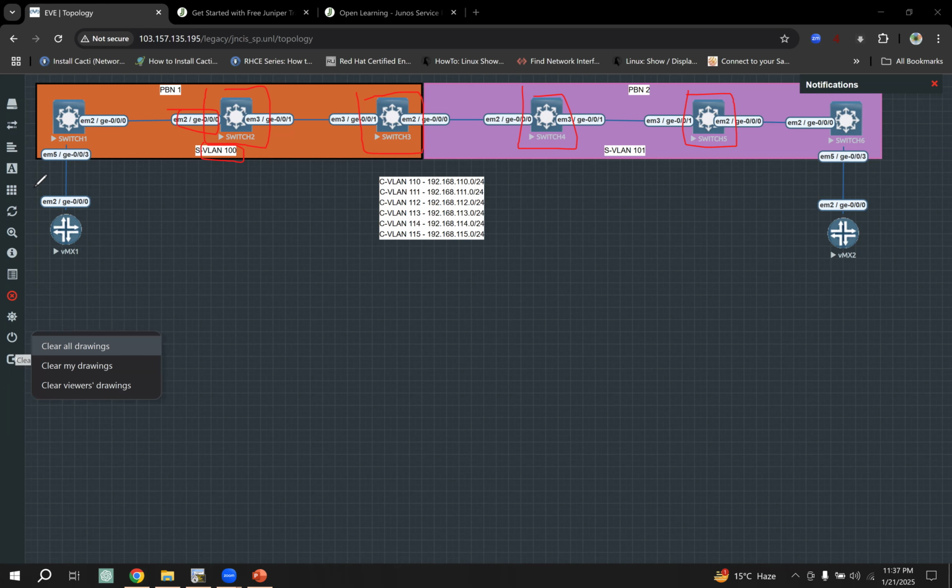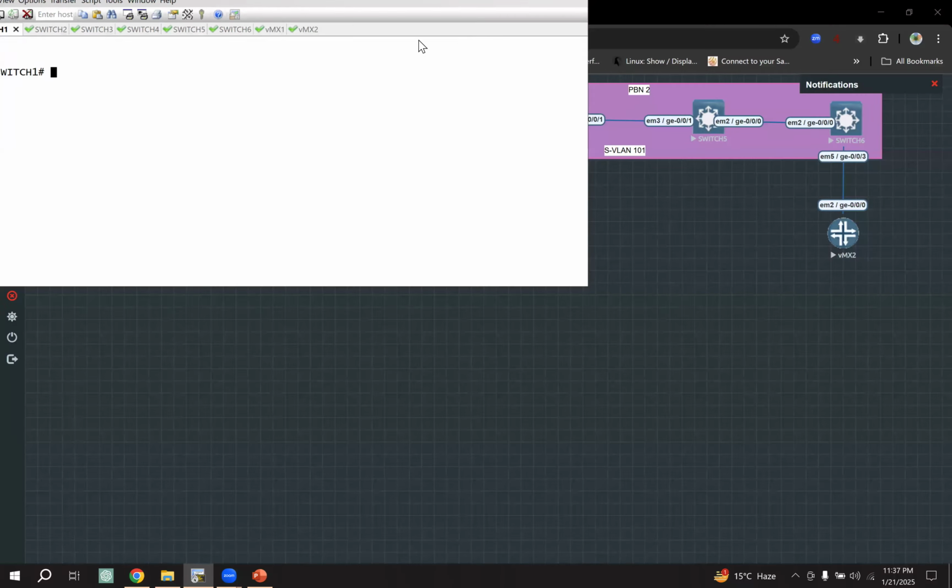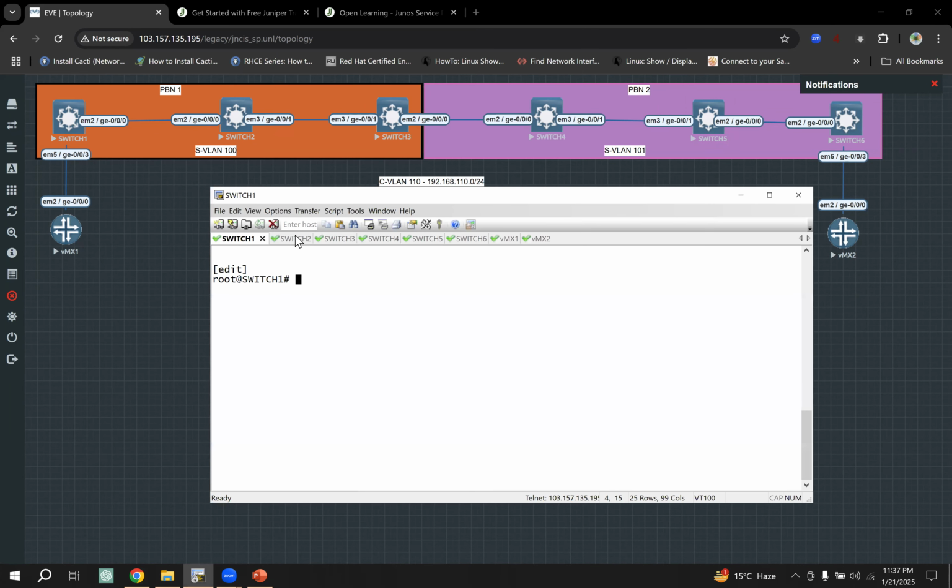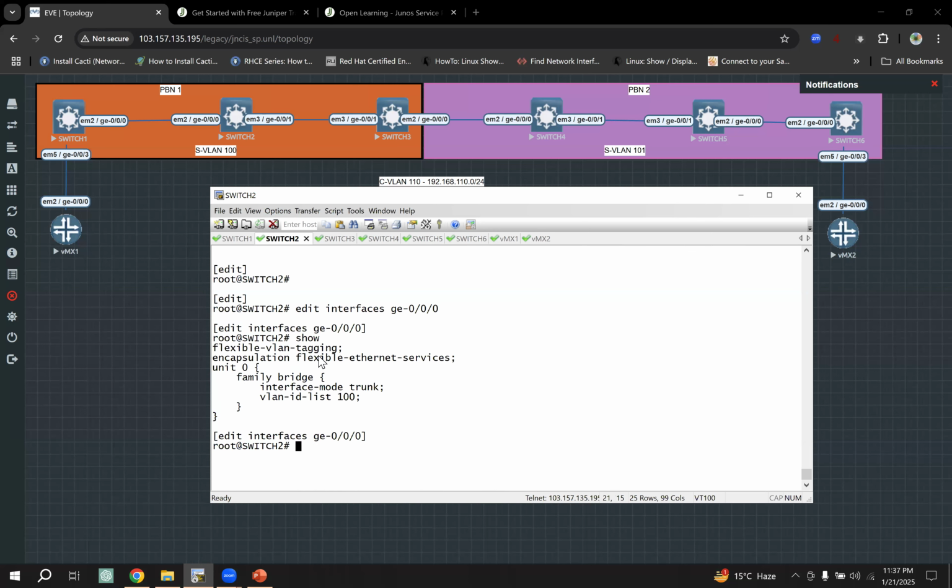So let's start with switch 2. In switch 2, just go to any one interface like ge-0/0/0 or ge-0/0/1. Edit interface ge-0/0/0. See here, the interface is flexible VLAN tagging. This interface encapsulation is flexible Ethernet services. Unit 0, this interface unit 0 family bridge.